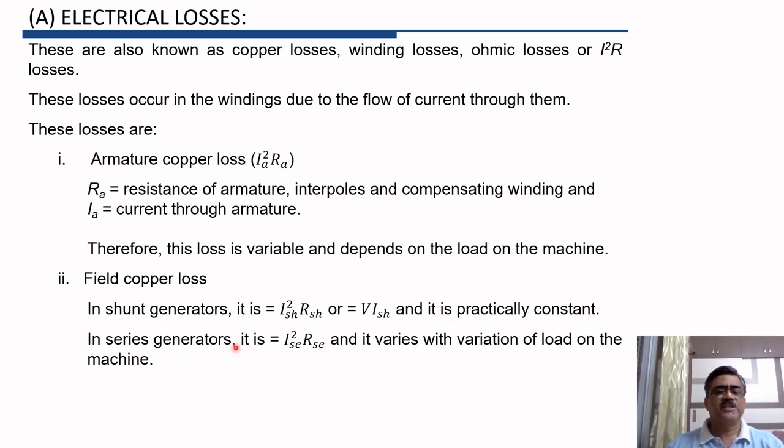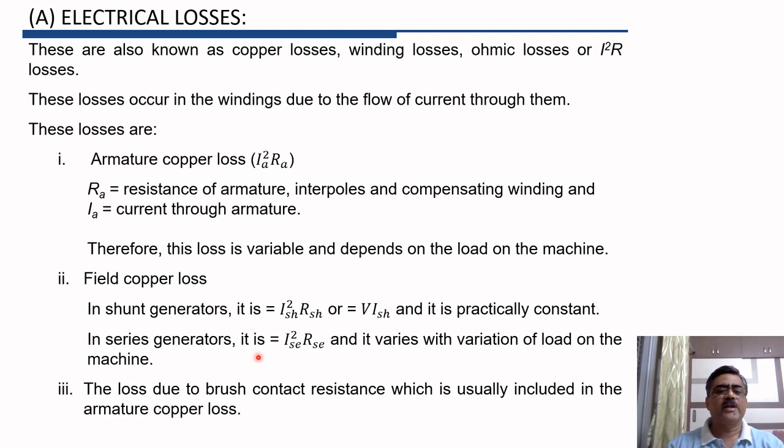In the case of a series generator, the current in the series field winding is ISE and it flows through resistance RSE, and that's why the copper loss taking place in the series winding is ISE square into RSE. Now when the load on the machine increases, ISE will increase and the copper loss in the series field winding will also increase, and therefore this loss is not constant, it is variable and it varies according to the load on the machine.